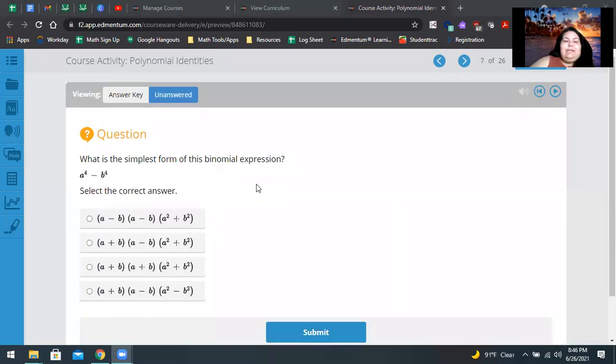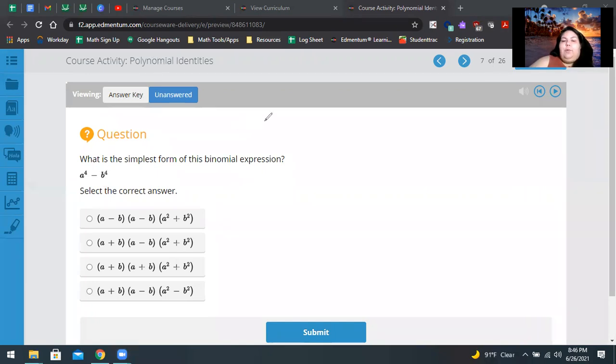And here they're asking us, what is the simplest form of this binomial expression? So there are one or two ways to solve this, right? When you're taking a test and you have multiple choice, if you're very unsure how to break this apart, you can technically multiply those all out and see which one gives you the final result at the top, a to the fourth power minus b to the fourth power. But we don't have to do that necessarily. This one, I'm going to give you a hint. Use the difference of squares first.